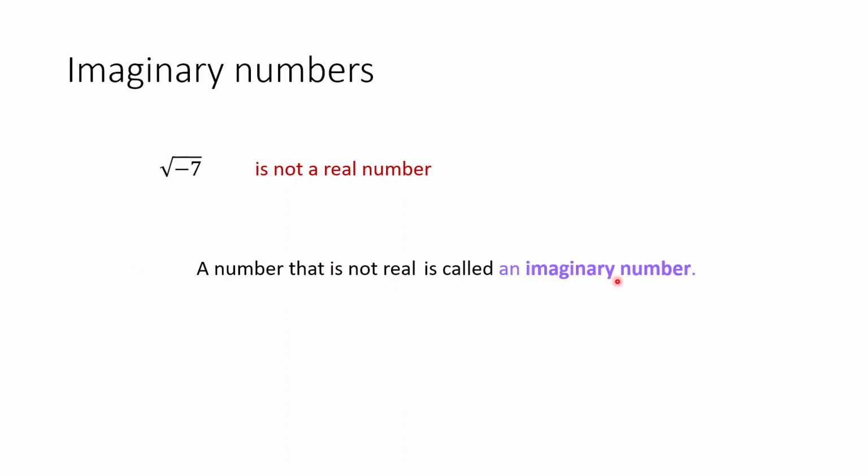Let us start with the imaginary numbers. I am taking this number, square root of -7. This is not a real number because the square root of a negative number is not a real number. Any number that is not real is called an imaginary number. So this is an imaginary number.